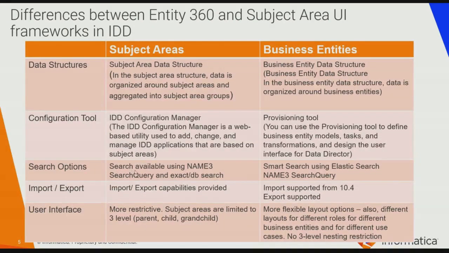Search options. In subject area, search is available through name3 search query or exact DB search. In business entity, it is smart search using the Elasticsearch engine, plus name3 search query. Import and export option: we do have that capability in subject area configuration. Until 10.3, we had a limitation on import, but in 10.4 we do support import, and export is also supported from 10.3 onwards.